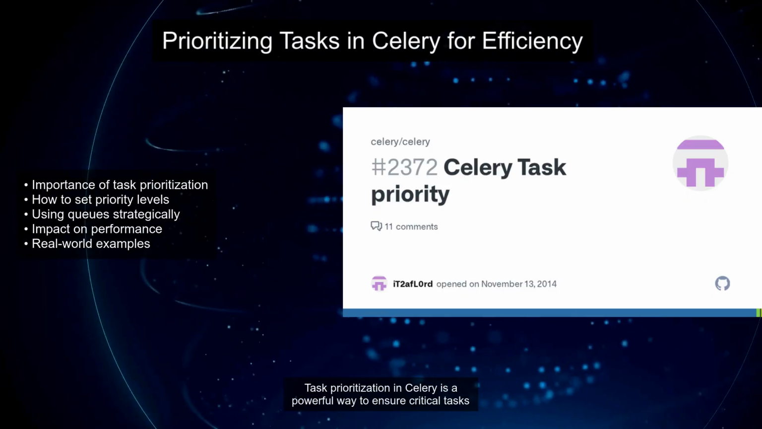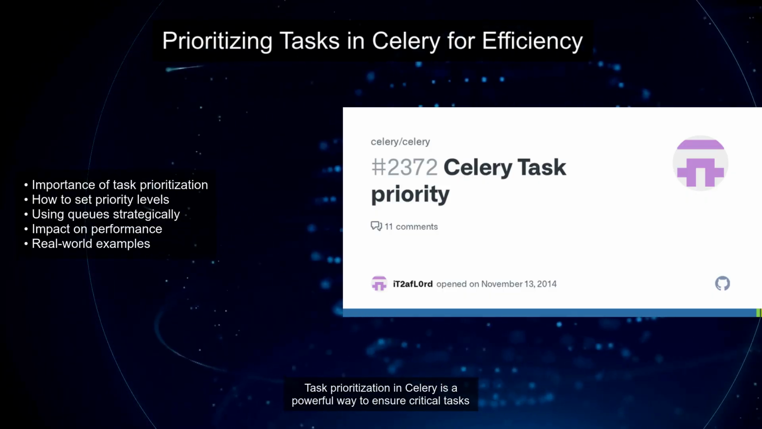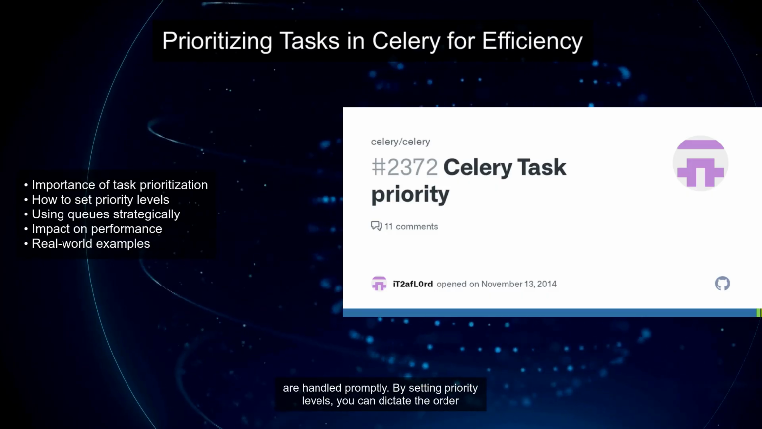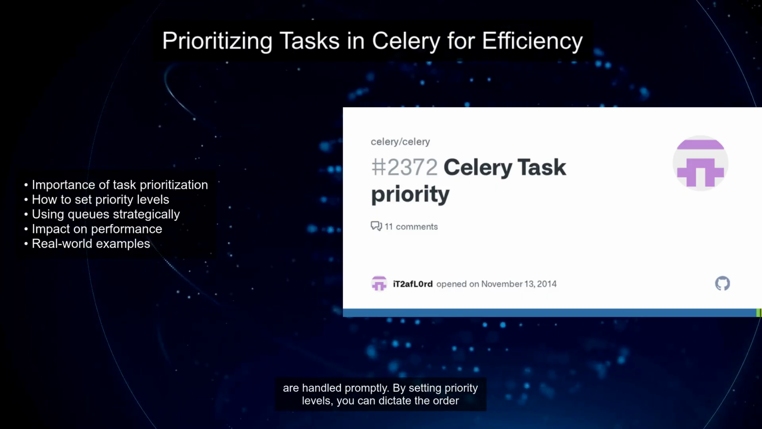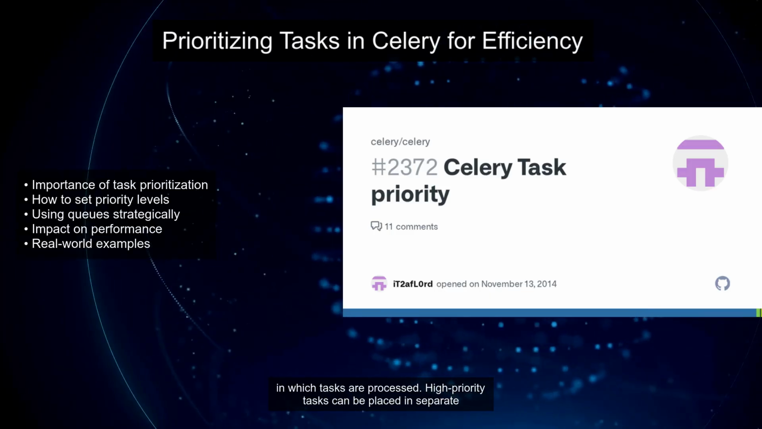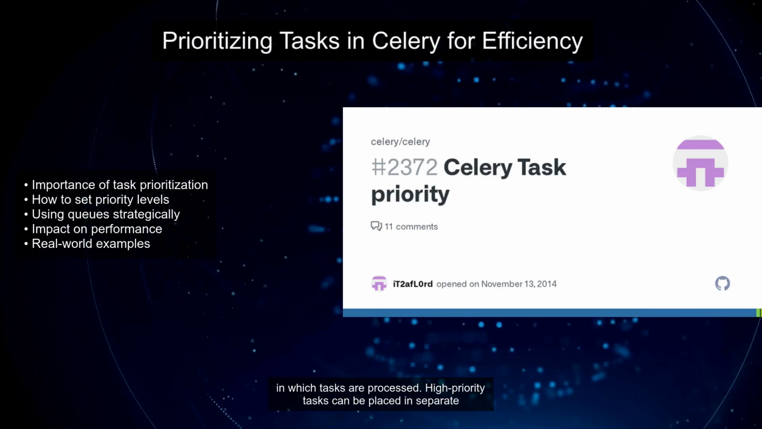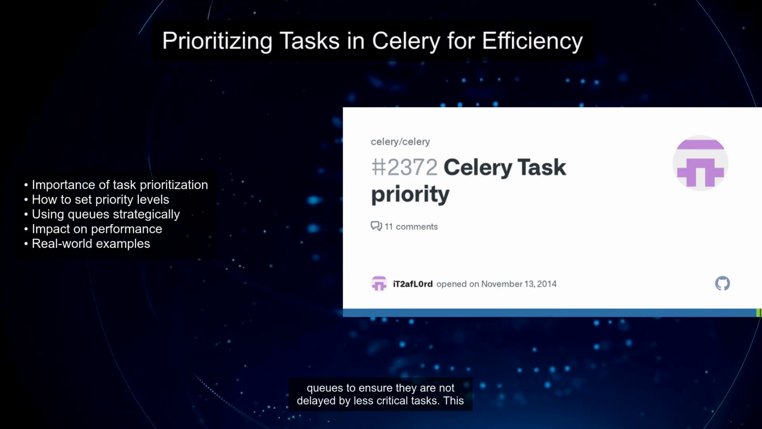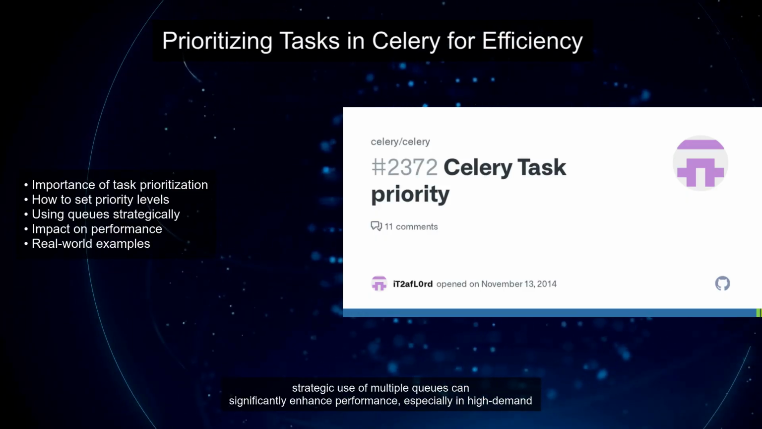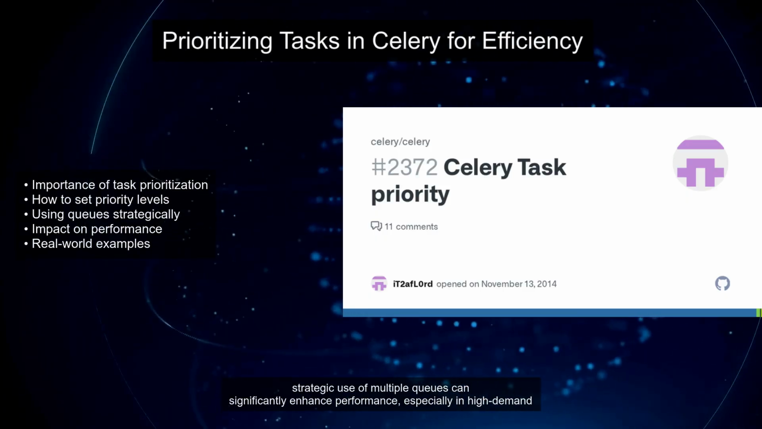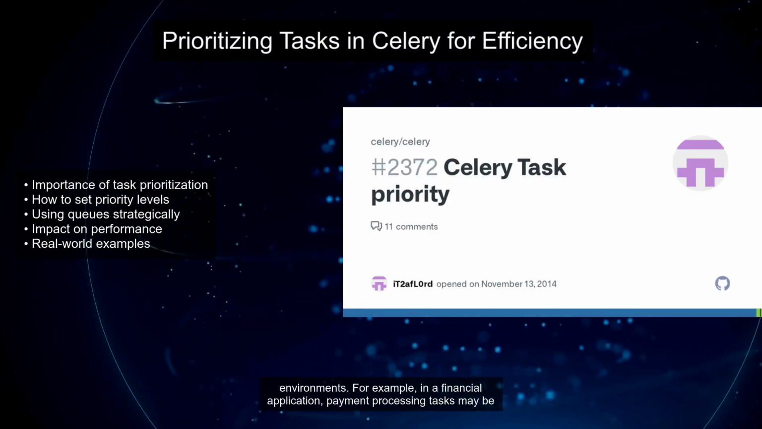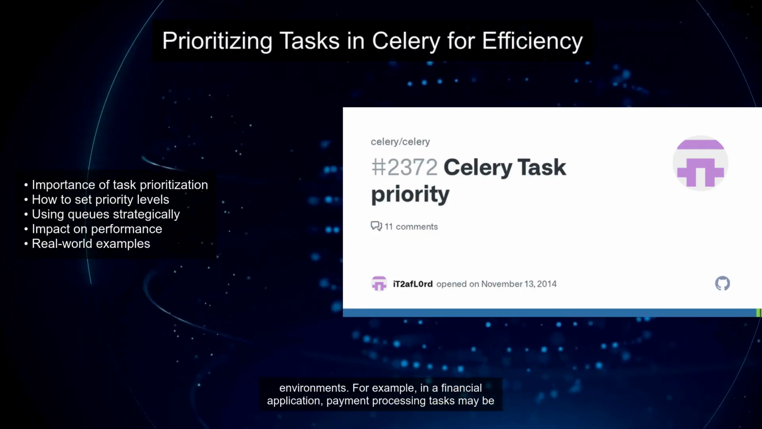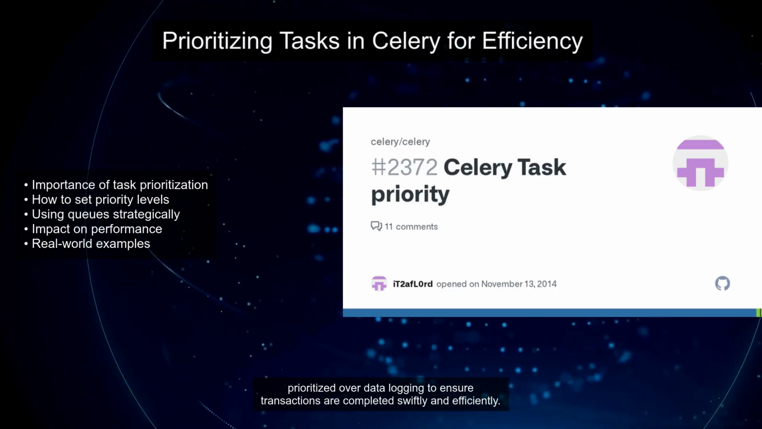Task prioritization in Celery is a powerful way to ensure critical tasks are handled promptly. By setting priority levels, you can dictate the order in which tasks are processed. High-priority tasks can be placed in separate queues to ensure they are not delayed by less critical tasks. This strategic use of multiple queues can significantly enhance performance, especially in high-demand environments. For example, in a financial application, payment processing tasks may be prioritized over data logging to ensure transactions are completed swiftly and efficiently.